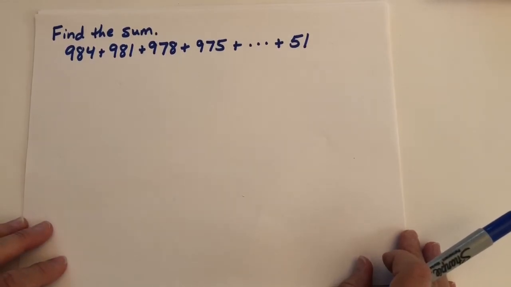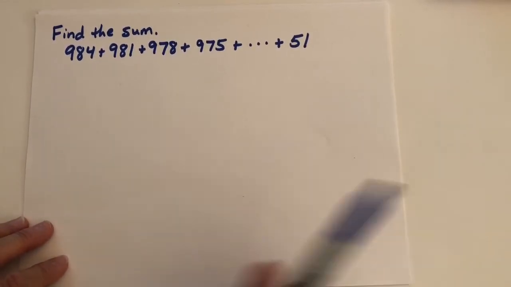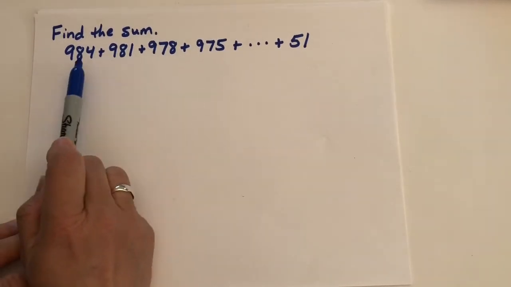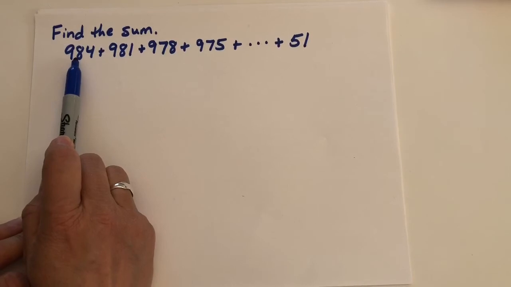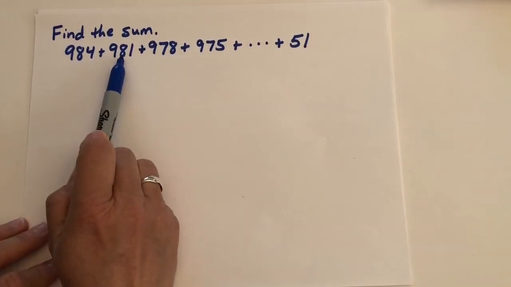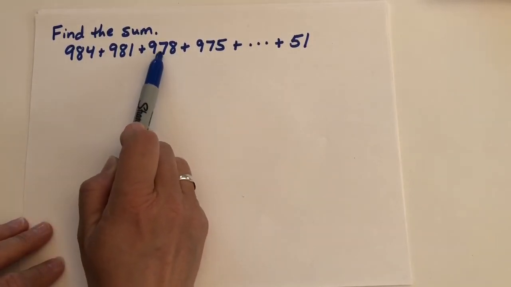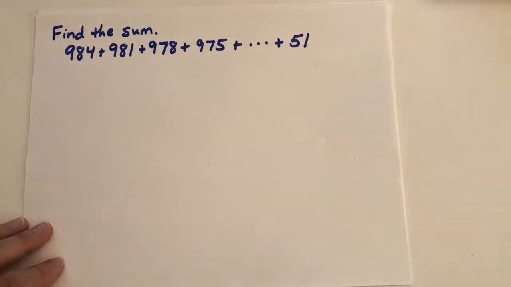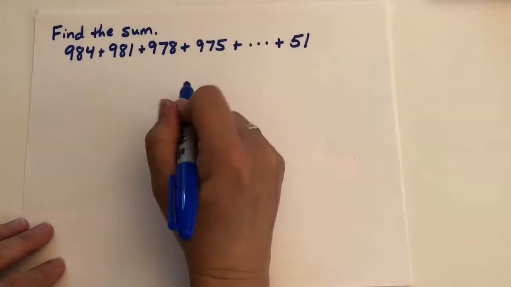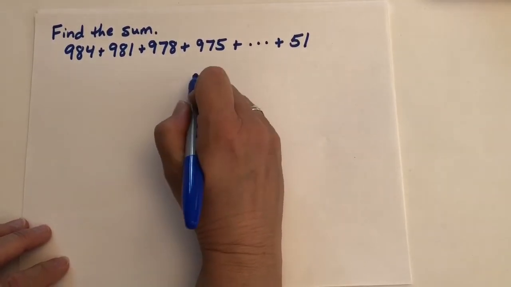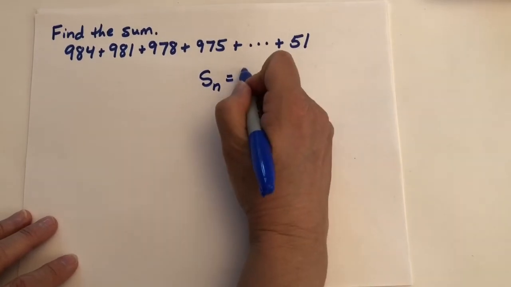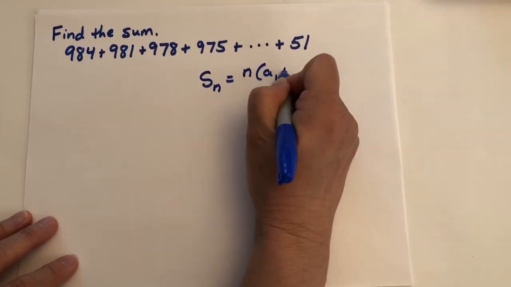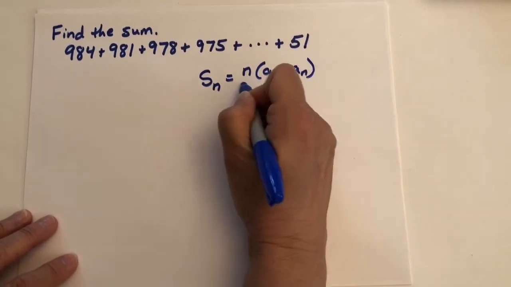Let's confirm that we have an arithmetic list here. 984 is our first term, and then we subtract 3 and we get here, subtract 3 and we get here, subtract 3 and here. So yes, it is arithmetic. So again, I know I can use this formula. The sum of the first n terms is n times a sub 1 plus a sub n divided by 2.